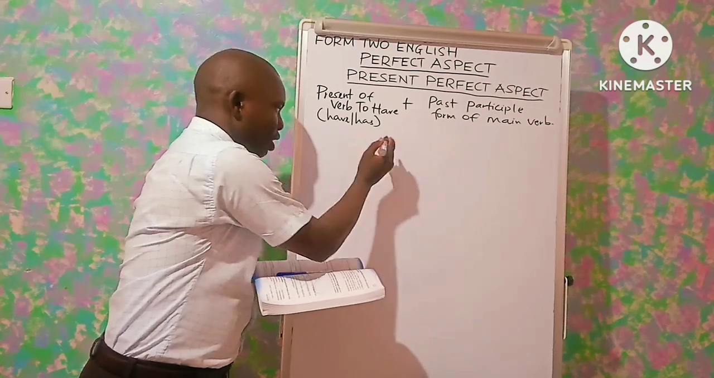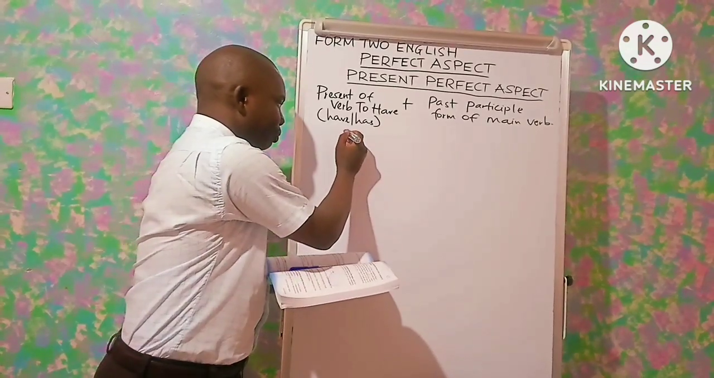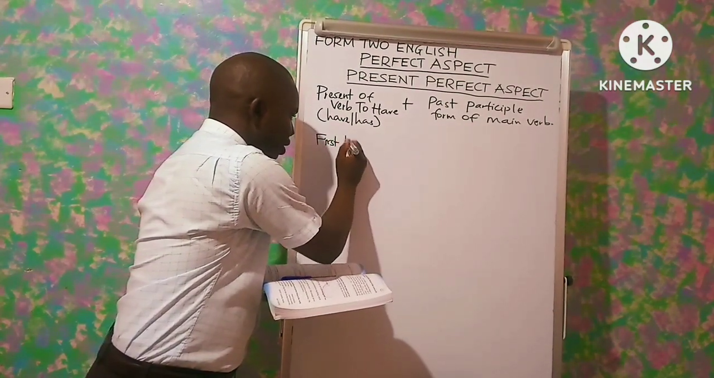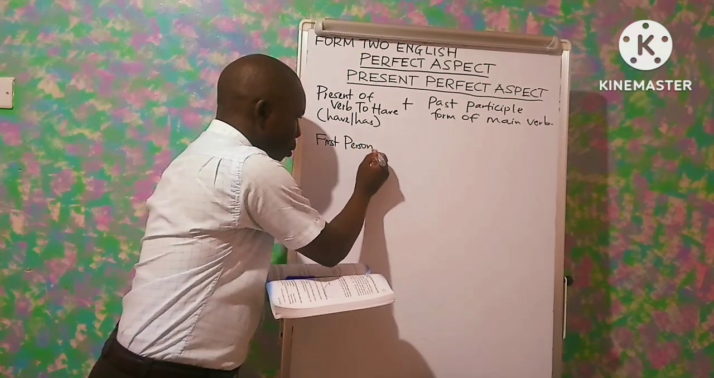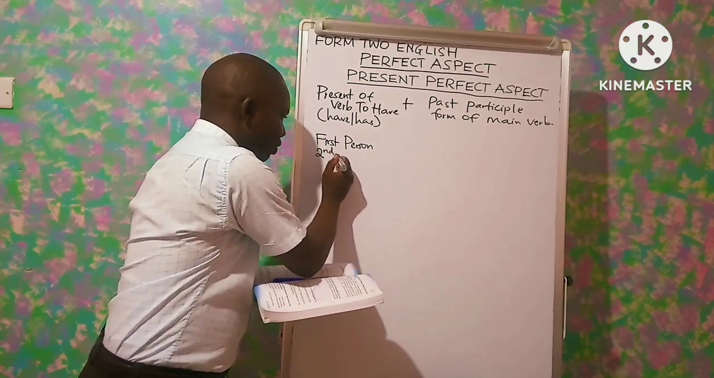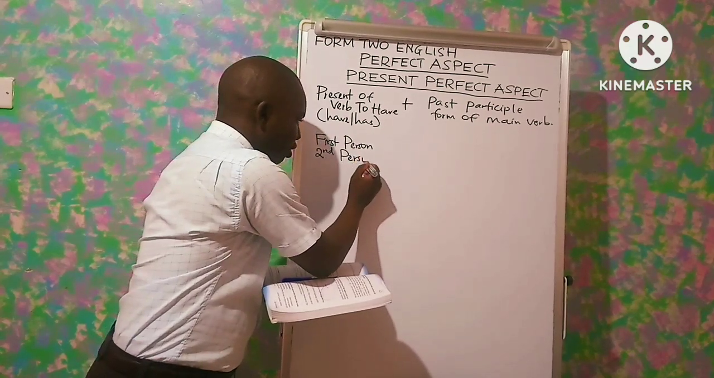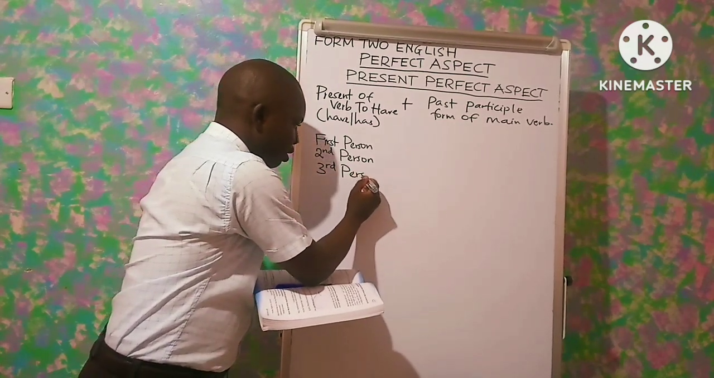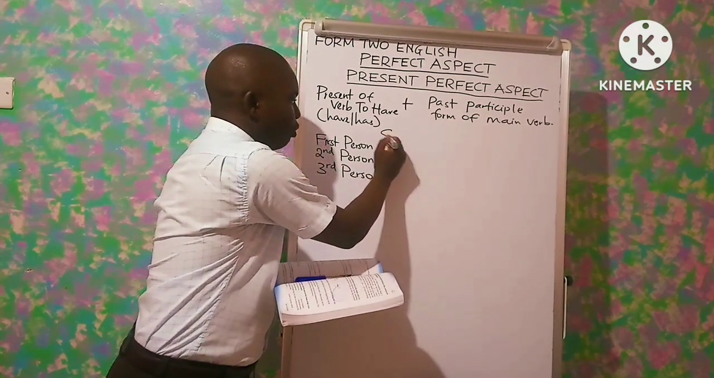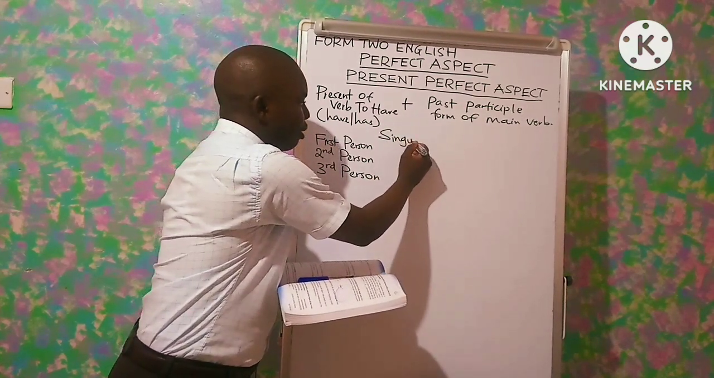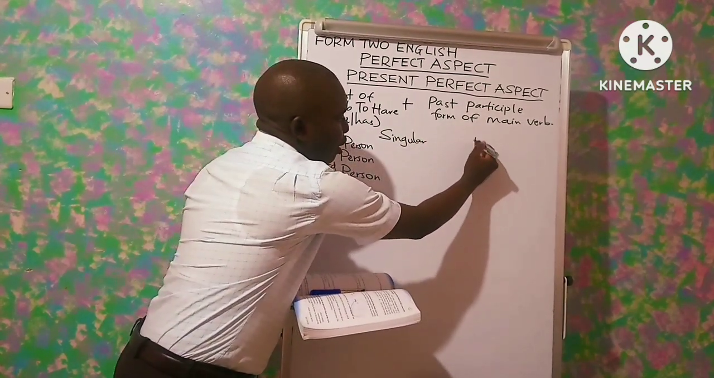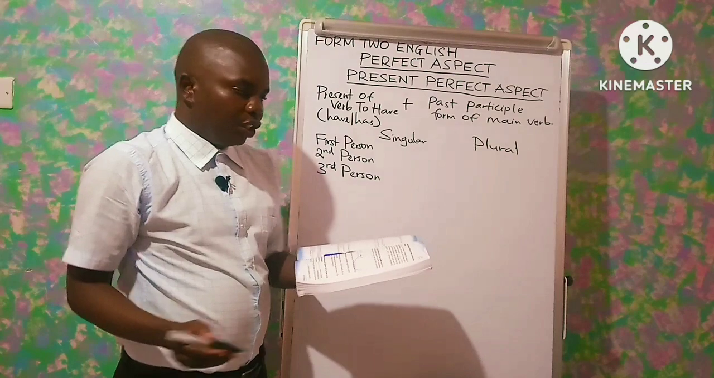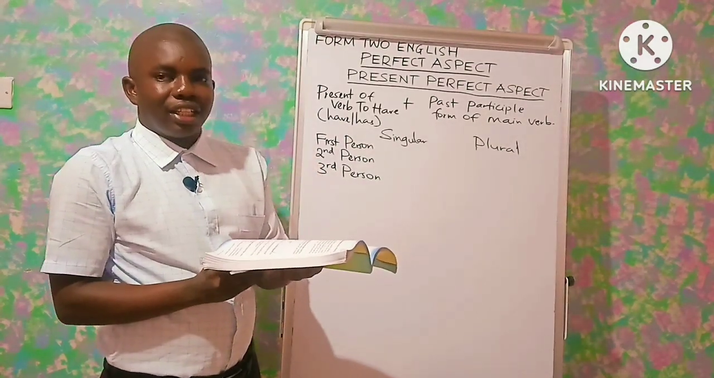we have, let's draw a table here. So first person pronoun. Then we have second person, and we have third person. So here we will have singular, and then here plural.